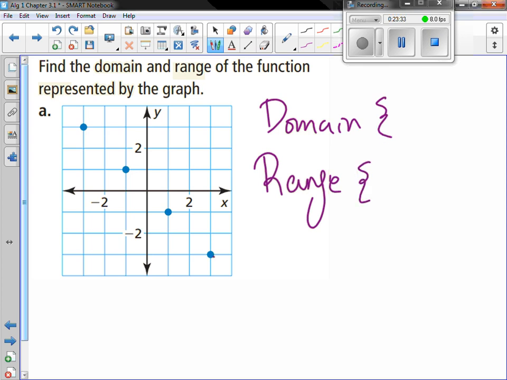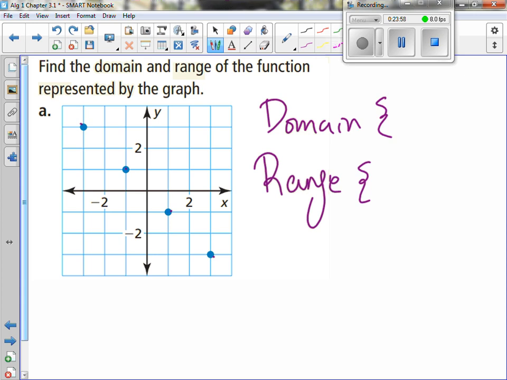So we have 2, 3, 4 points, yes? So how many domain values should we have? 4, because we should have one for each of those points, yes? How many range values should we have? 4, one for each of those points. The only time we would have fewer range values or fewer domain values is if one is repeated.